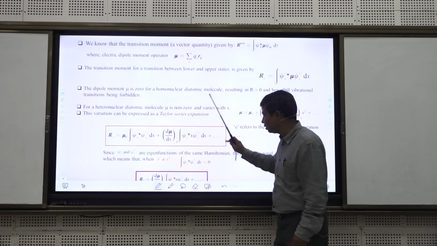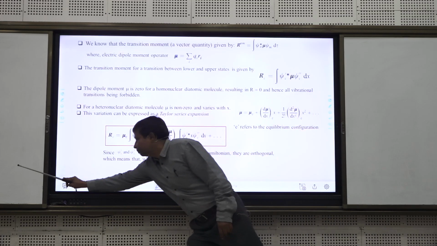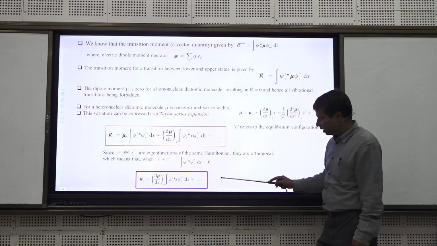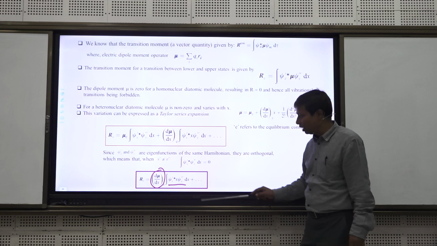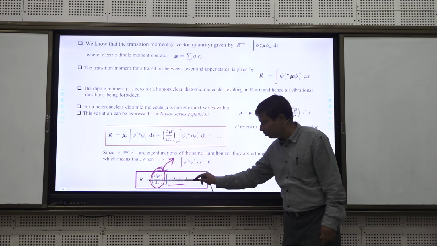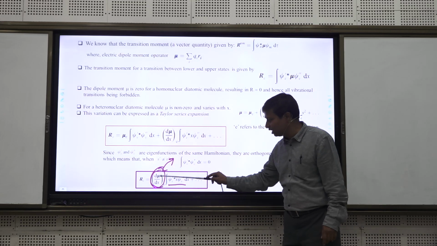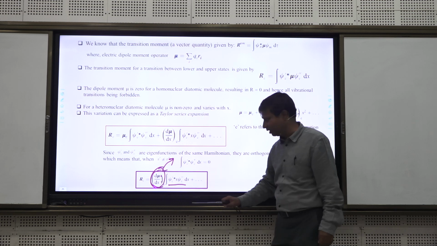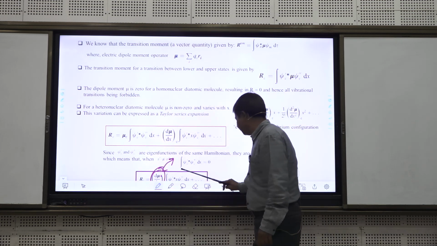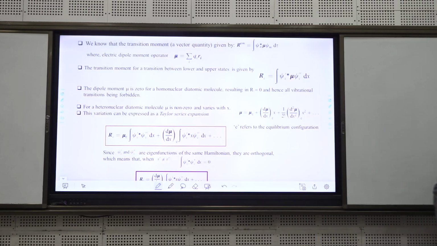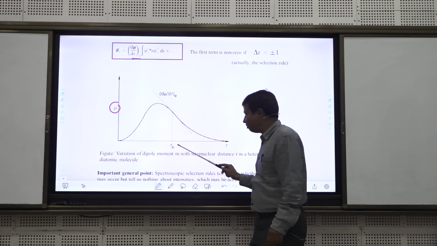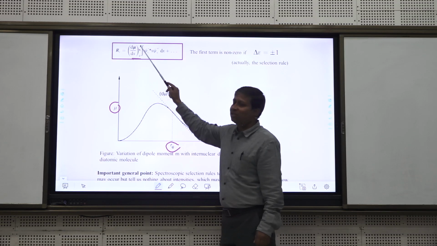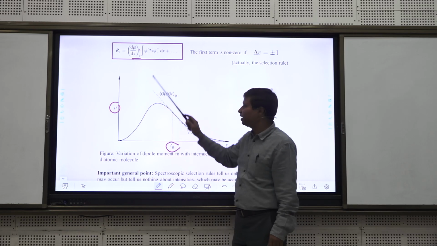So if you see this term, it consists of this one and this one. So let us see what this term is. This is the change in the dipole moment with the change in the displacement. So we are talking about this term. If you plot mu, dipole moment, versus displacement, then d mu by dx is the slope.